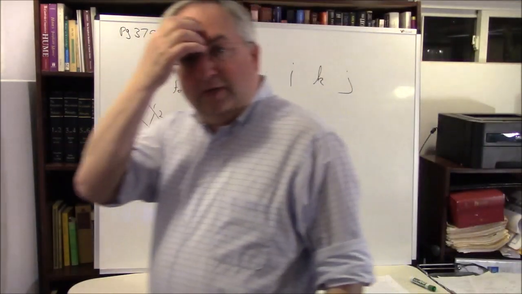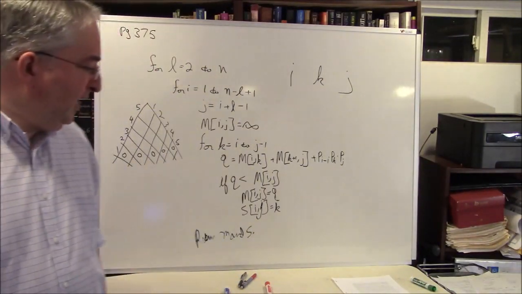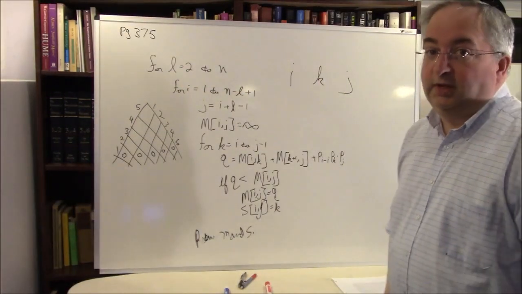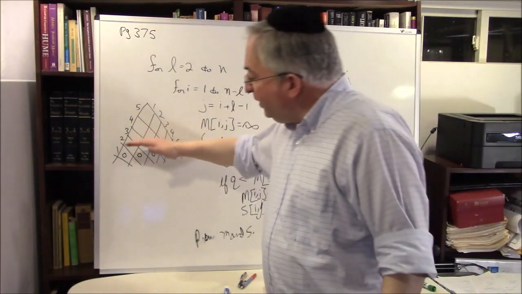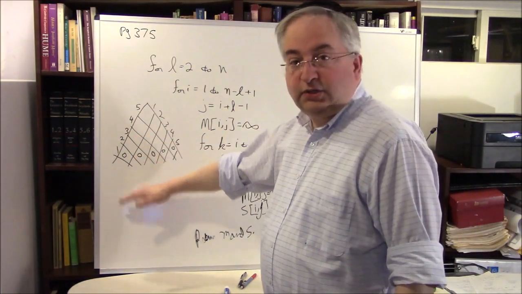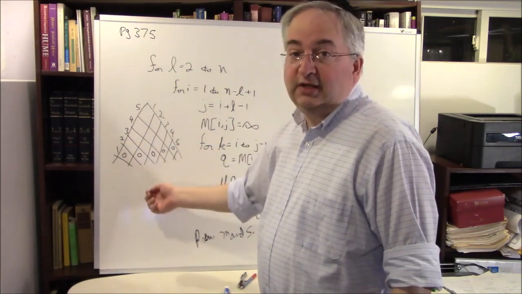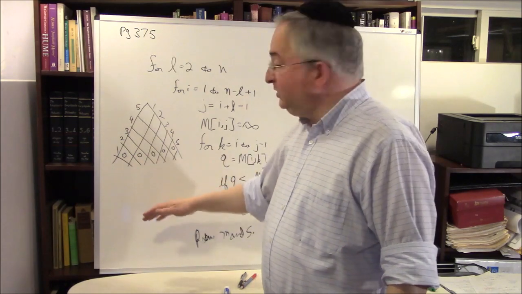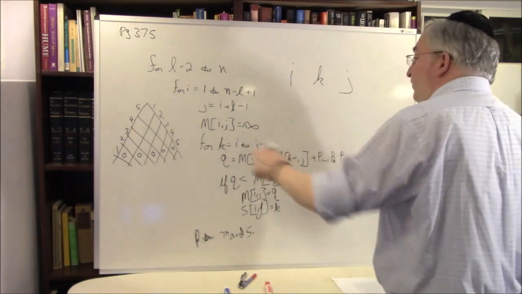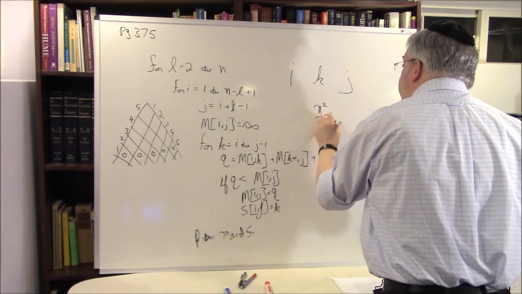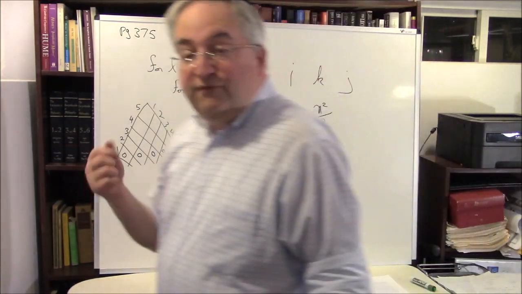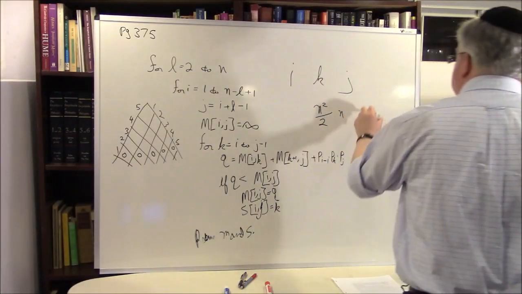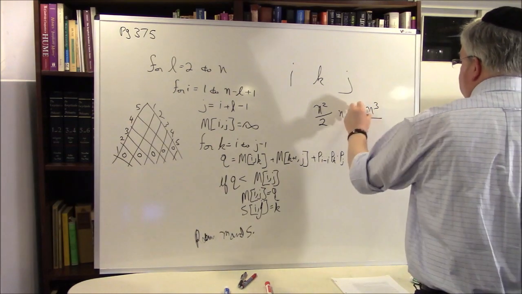Question, how much work is done? And the answer is, look, you have an n squared matrix. But you don't have to fill in the entire n squared matrix, because this half of the matrix doesn't make sense, because this is when j is greater than i. So you have to fill in about n squared over 2 of these boxes. And for each one of them, you pretty much have to do, in the worst case, n work. So it's about n to the third.